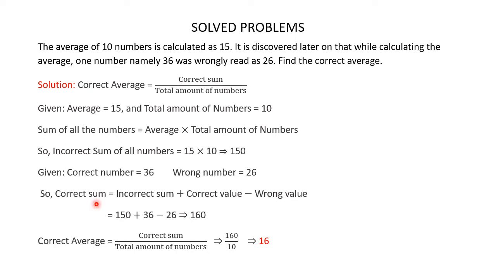To calculate the correct sum, use the formula correct sum is equal to incorrect sum plus correct value minus wrong value. So correct sum is equal to 150 plus 36 minus 26, which is 160. So the correct sum is 160 and the total amount of numbers is 10. So the correct average is 160 divided by 10, which is 16.